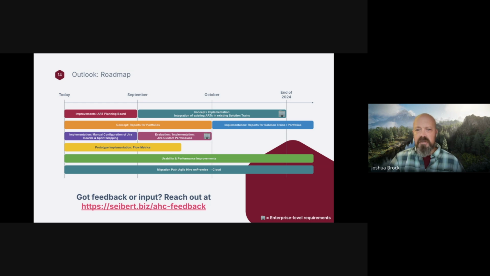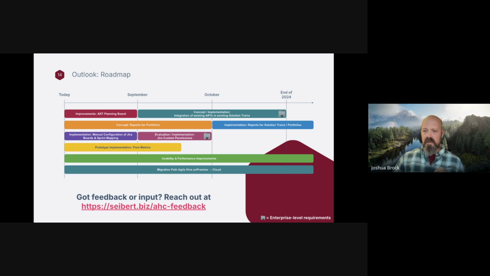In the implementation for reports, it's for solution trains and portfolios. So currently, the reports in Agile Hive Cloud are only available for team and ART level projects. As we know, customers continue to scale their SAFe organizations and adopt Agile Hive to support their journey. There is, as the team has seen, a growing demand for reports at the solution train and portfolio levels.